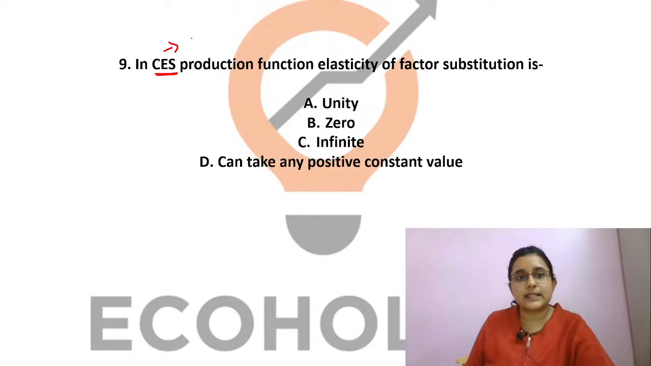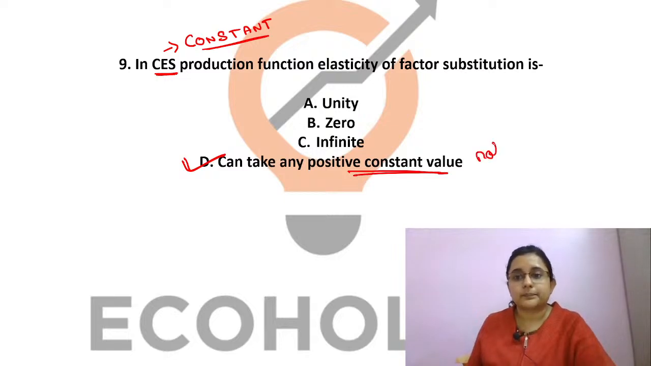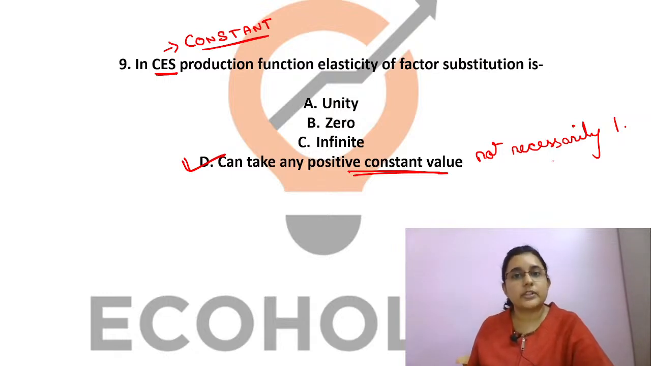Ramat, Sanjay and Danya, you often get confused by the name itself. CES means constant elasticity of substitution. So from this term constant you think it to be 1, but that is not correct. Elasticity of factor substitution would be 1 in case of Cobb-Douglas production function. In case of CES production function, it can take any positive constant value. It is not necessarily 1. Okay? It can take any positive constant value.